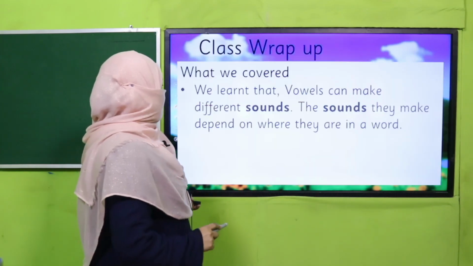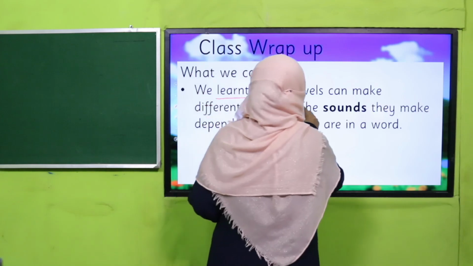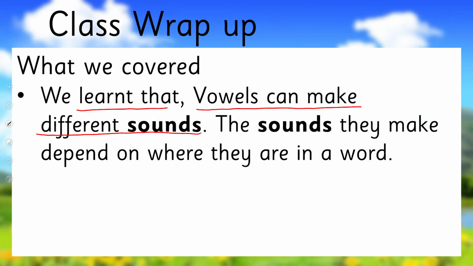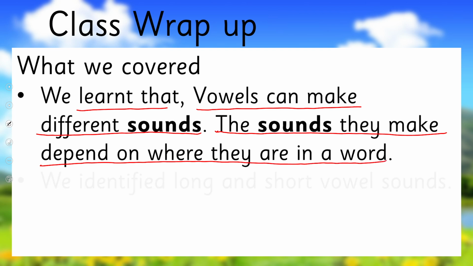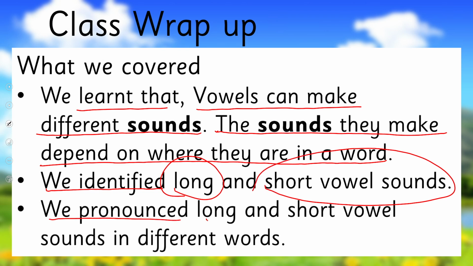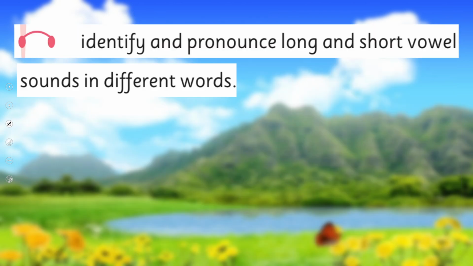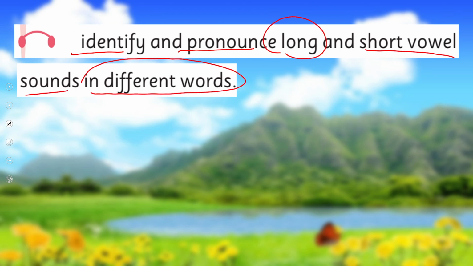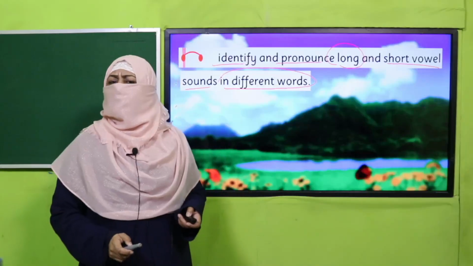So what have we learned today? We learned that vowels can make different sounds. The sounds they make depend on where they are in a word. We identified long and short vowel sounds. Then we pronounced long and short vowel sounds in different words. So in this way, we achieved today's SLO, that is to identify and pronounce long and short vowel sounds in different words. Yes, my dear students, are we done with it?